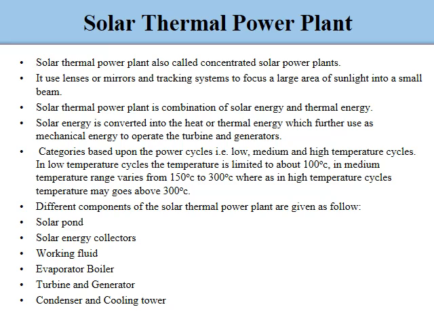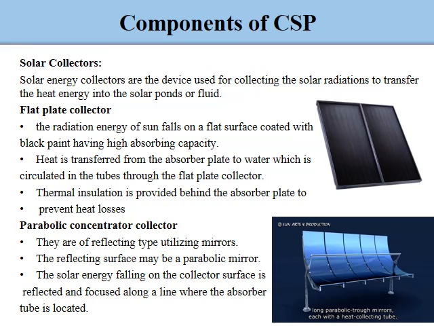Here are the different components of solar thermal power plants: solar energy collectors, working fluid, evaporator boiler, turbine and generator, condenser and cooling. The first component is solar collectors. Basically, solar collectors are the devices used for collecting the solar radiation to transfer the heat energy into fluid. Solar collectors are of two types: flat plate collectors and parabolic concentrated collectors.